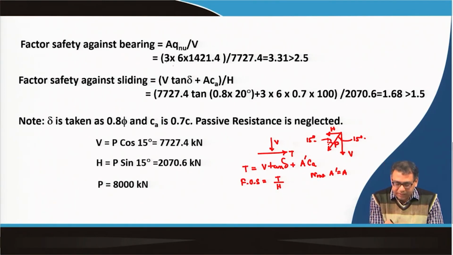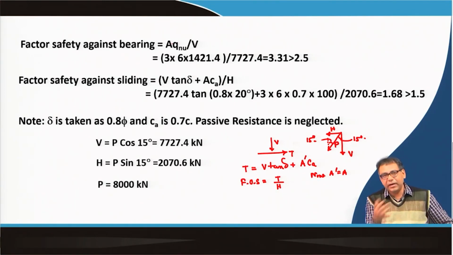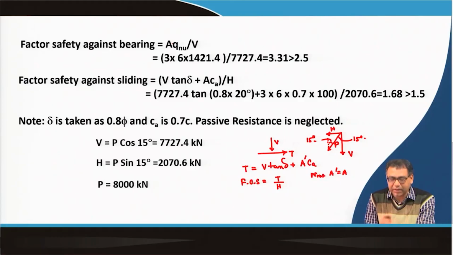Now, if I take the area times the net ultimate bearing capacity, I will get the total vertical load the foundation can take, divided by the total load which is acting. So, I will get a factor of safety of 3.31, which is greater than 2.5, fine.